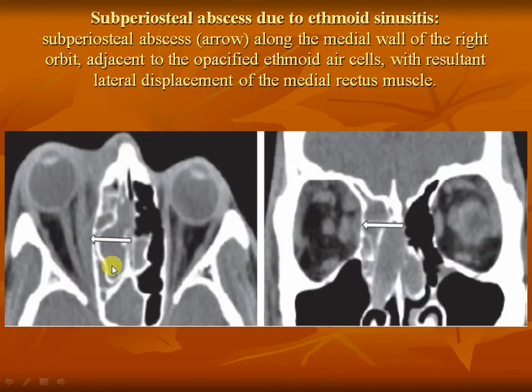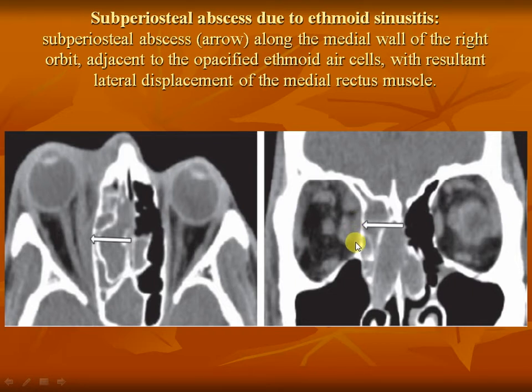You can see here, this is a CT scan image. There is ethmoid sinusitis and there is a subperiosteal abscess formation resulting in mass effect on the adjacent medial rectus muscle. This is the medial rectus muscle. It's pushed compared with the other side. It's pushed here, okay, as a result of abscess formation.